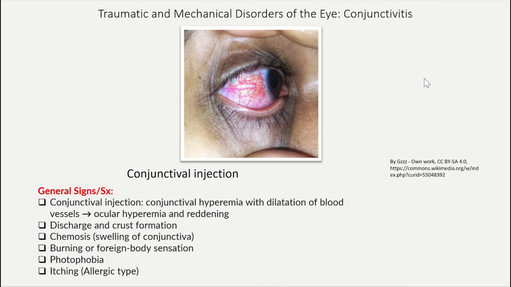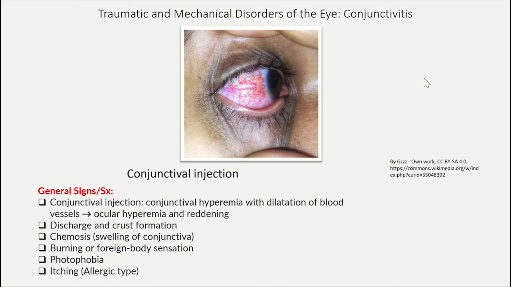Okay, so conjunctivitis. It's inflammation of the conjunctiva, that single cell layer thick that is right on top of the sclera that secretes mucus. Some general signs and symptoms of conjunctivitis is conjunctival injection, that is, conjunctival dilation of blood vessels that leads to ocular hyperemia and reddening. That's a good thing, you know. That's moving out anything that's causing the inflammation. It's moving out microscopic pathogens that may be in your eyes. That's a good thing. The blood vessels are dilating.